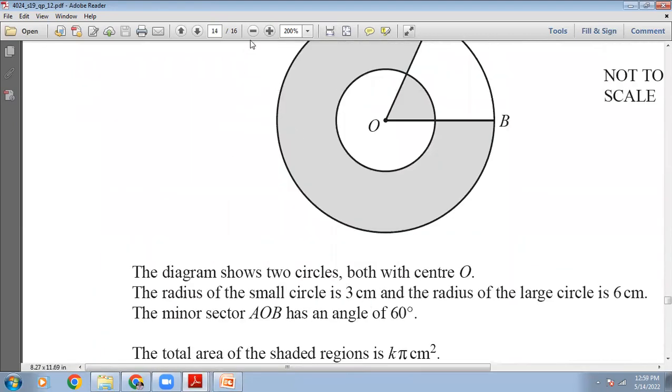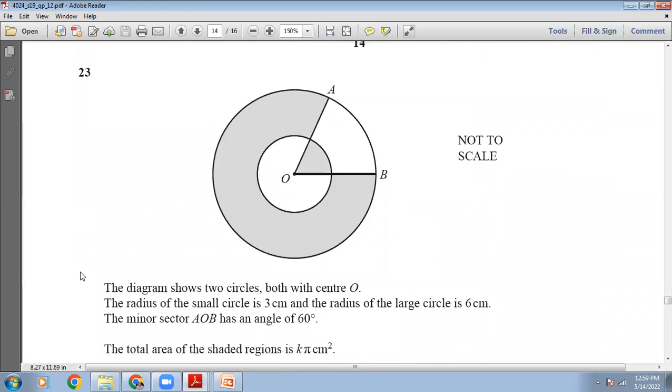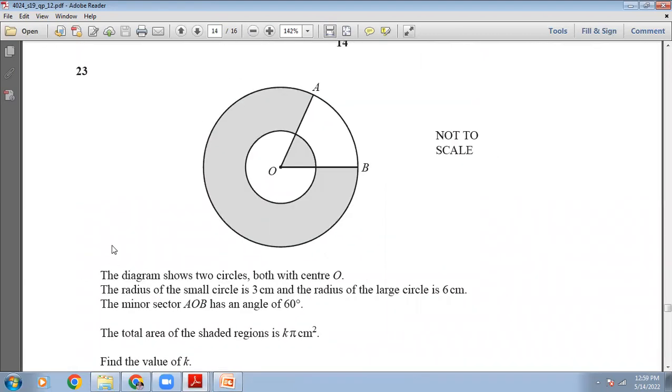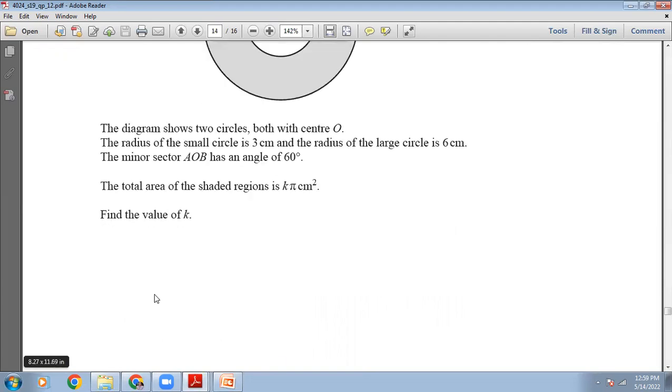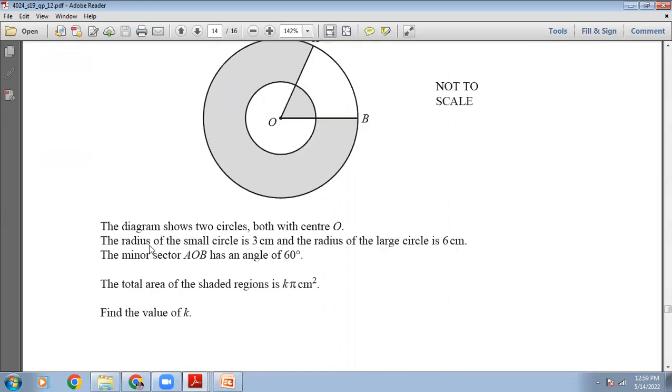Let me read the question for you, then I will explain it. The diagram shows 2 circles, both with the center O. They are concentric. The radius of the small circle is 3 centimeters, and the radius of the large circle is 6 centimeters. The minor sector AOB has an angle of 60. Remember, if this angle is 60, then this outer angle here will be 360 minus 60, and that will be 300. They say the total area of the shaded region is K pi centimeter square. Find the value of K, and it's a 4-mark question.